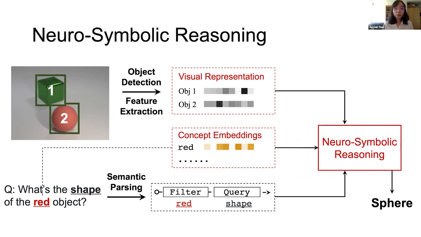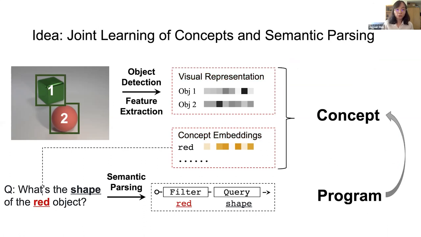In this neuro-symbolic reasoning process, all operations are executed based on the similarity between object attributes and different concepts in this latent embedding space. Thus, the derived answer will become fully differentiable with respect to the visual representations of objects as well as the concept embeddings. So during training, we can use the ground truth answer to supervise the learning and use a standard backpropagation process as the training algorithm. This shows us how we can use the recovered program to supervise the learning of visual concepts.